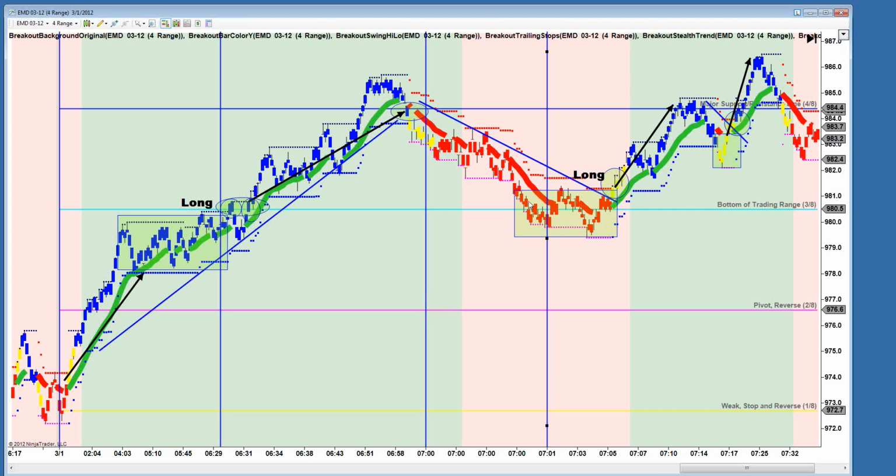But the nice thing is that you can see here that we started to oscillate around this pivot where the breakout was from earlier, the 3/8 pivot here at 980.50. And then look how we get a nice break up here.